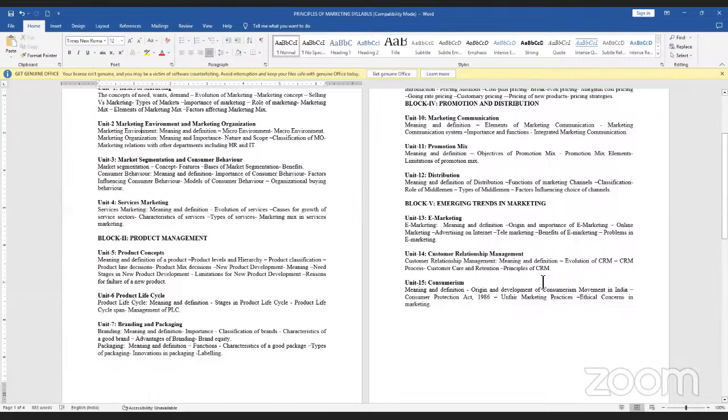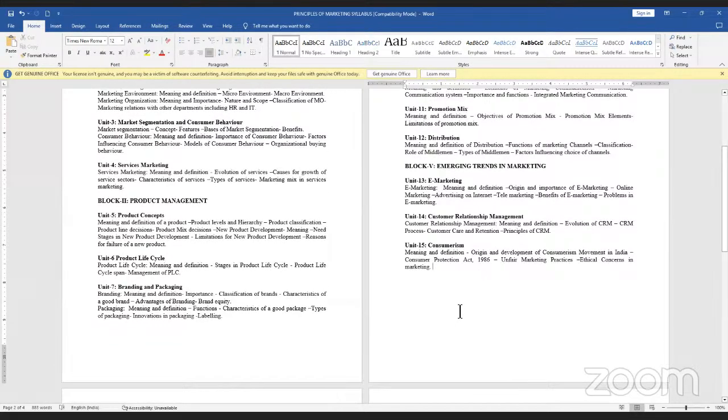And then customer relationship management: what it is, how it came into existence, what its process is, and then customer retention and the principles of CRM. And finally, we learn about consumerism: what it is, the movement of consumerism, the Consumer Protection Act, unfair trade practices, and ethical concerns in marketing towards the consumers.